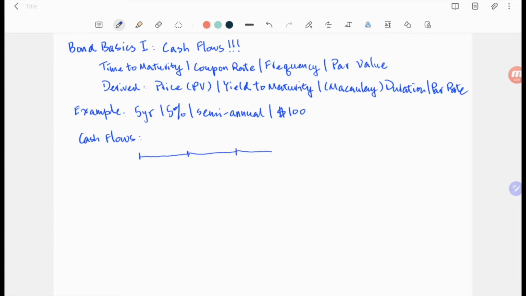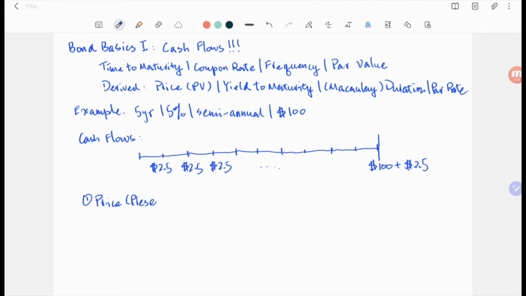Let's sketch out the cash flow in this case. Once you purchase the bond, you will get the par value back plus the coupons within 5 years. Every half a year, you will get $2.5 since the coupon rate is 5%, which is annualized. At the end of the 5-year period, you will get the par value $100 plus the final coupon $2.5. So the cash flows are pretty simple and straightforward.